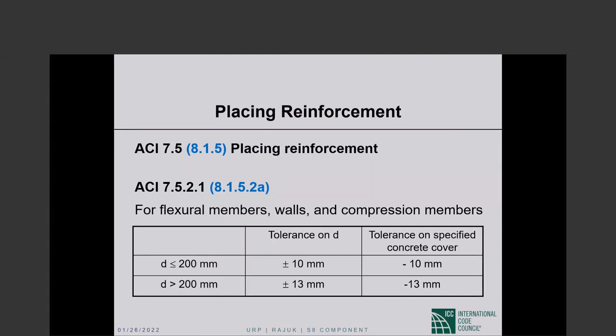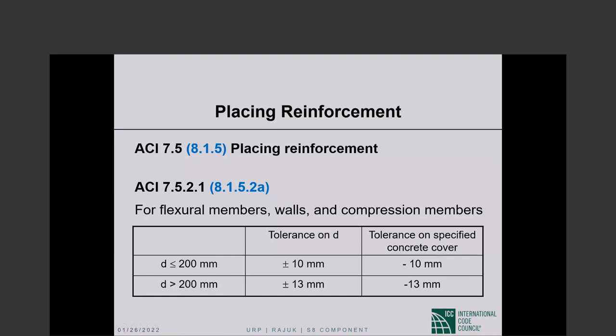So for flexural members, walls, and compression members, beams, columns, walls: the tolerance on effective depth, if effective depth is less than or equal to 200 millimeters, is plus or minus 10 millimeters. If effective depth is more than 200, it is plus or minus 13. Tolerance on the specified cover.